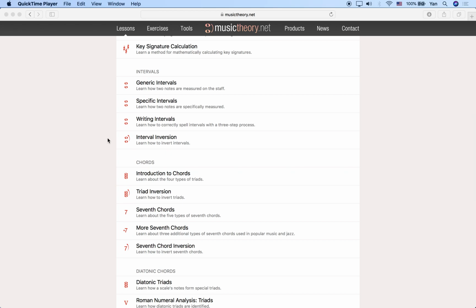Whenever we flip an interval around and move the bottom note to the top, an octave higher, we end up with what's called an inversion. So we're going to use the musictheory.net lesson on interval inversions.